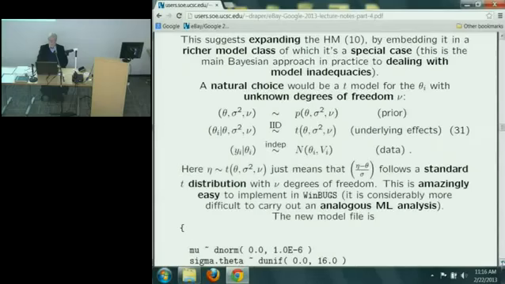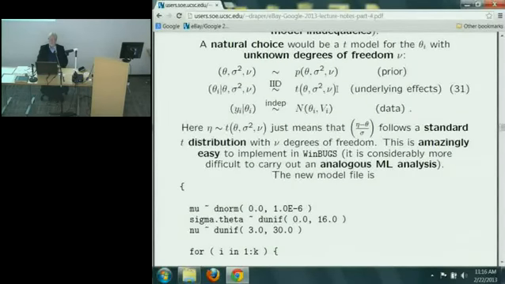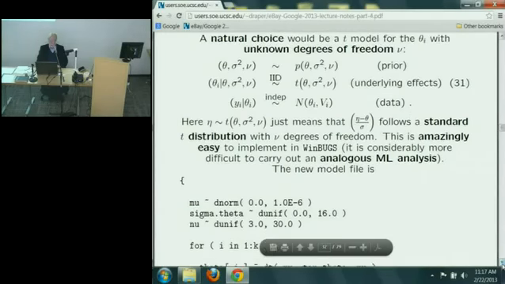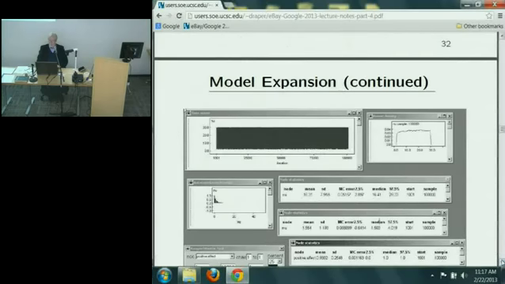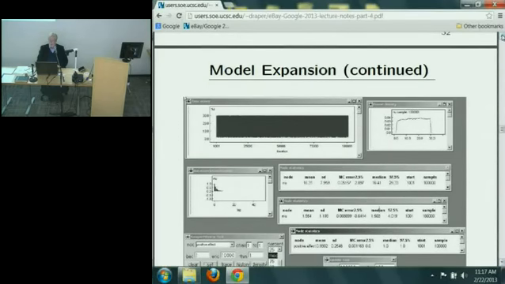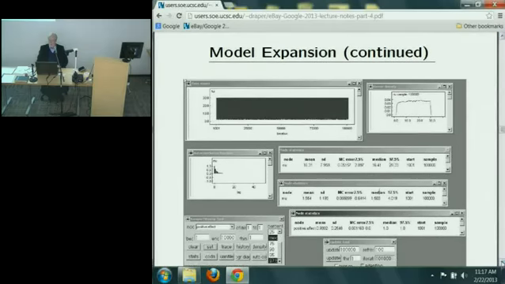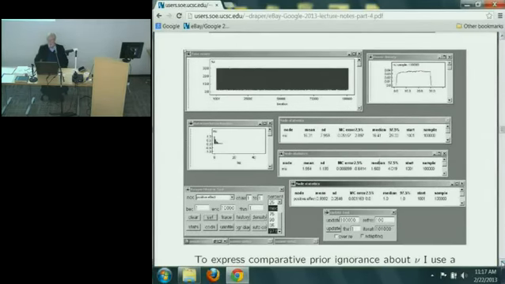And so what I did was I rewrote the model to have the thetas be IID draws from a t distribution with unknown degrees of freedom, and I put a uniform prior on the degrees of freedom. In this case I ran one that was uniform from 3 out to 30. And check out the results. On the top of page 32 is the posterior distribution on the degrees of freedom. The prior was uniform from 3 to 32. What's the posterior look like?